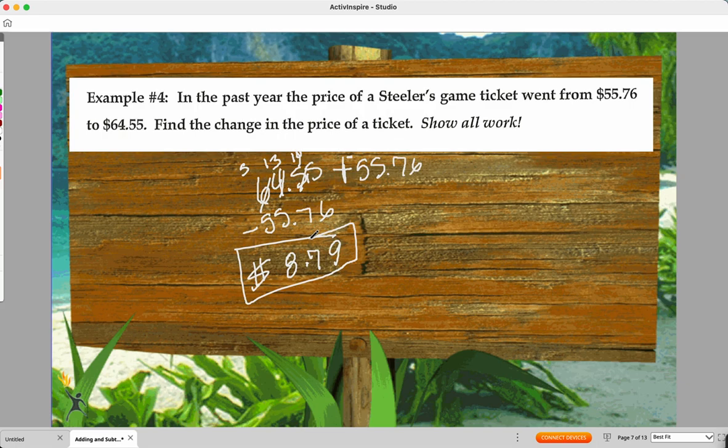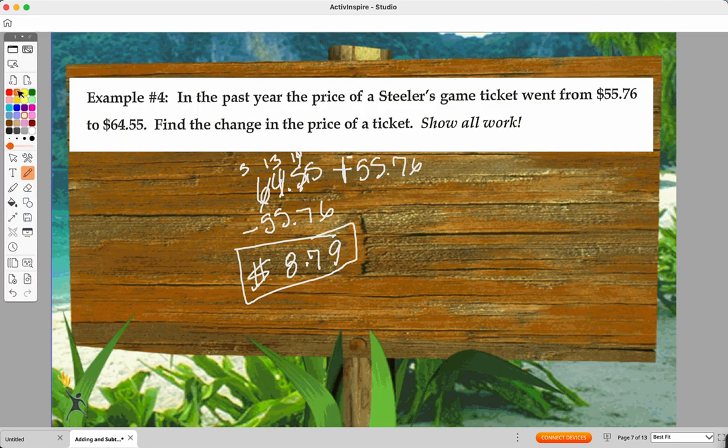Later in the year, we'll take a look and see how much did that price change, what percent increase did we have on this one. So we can see how much did the Steelers raise their game, and was it really worth going to a Steelers game? My answer is no. But I'm a Browns fan. So that could be why.